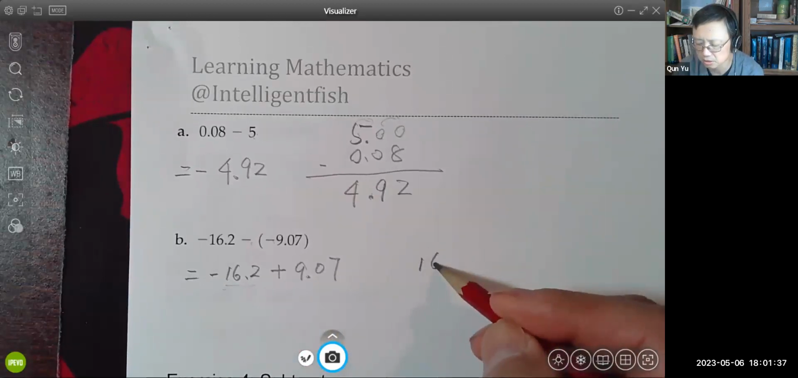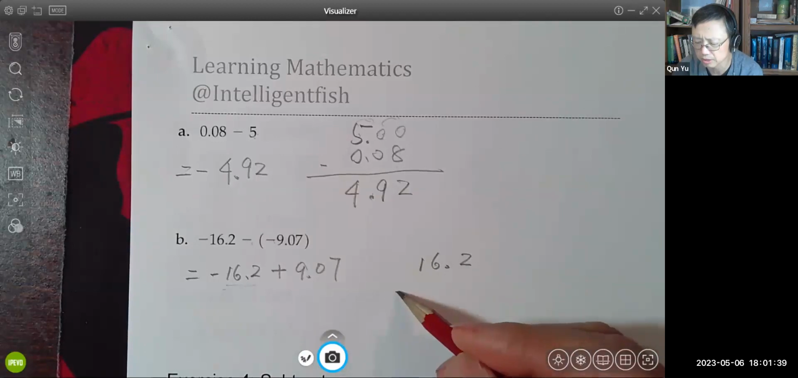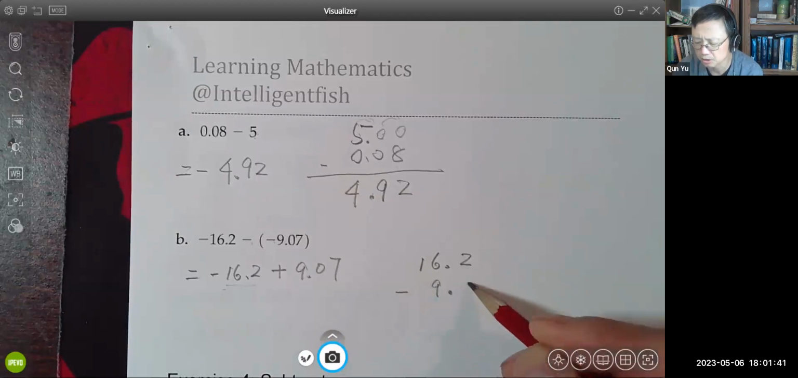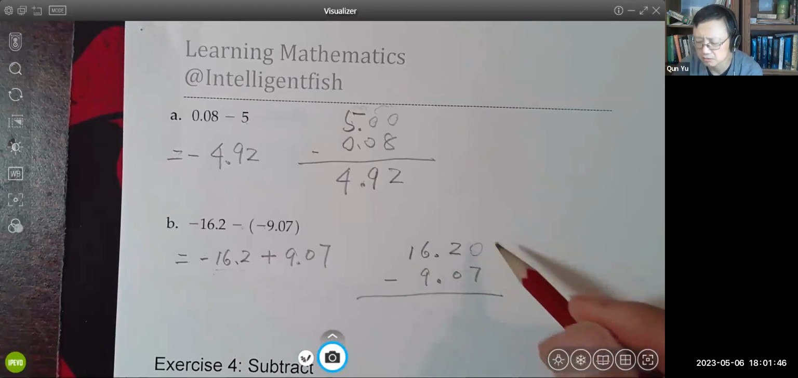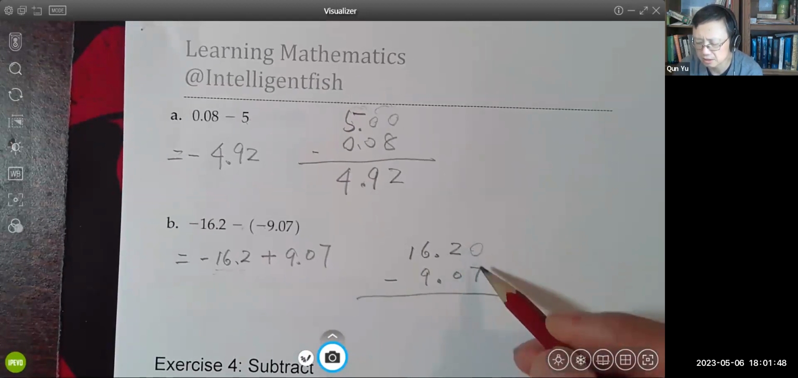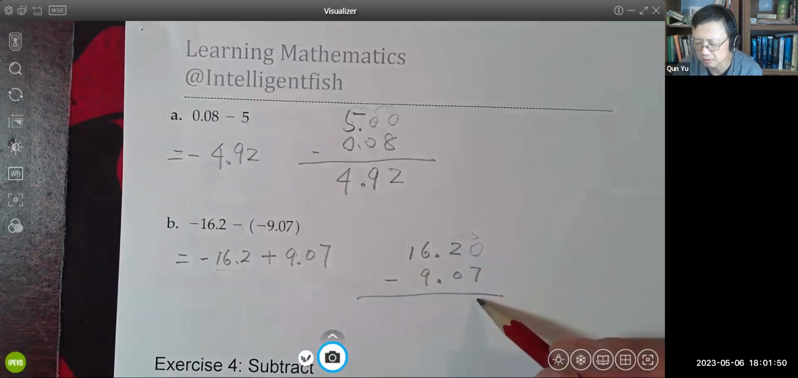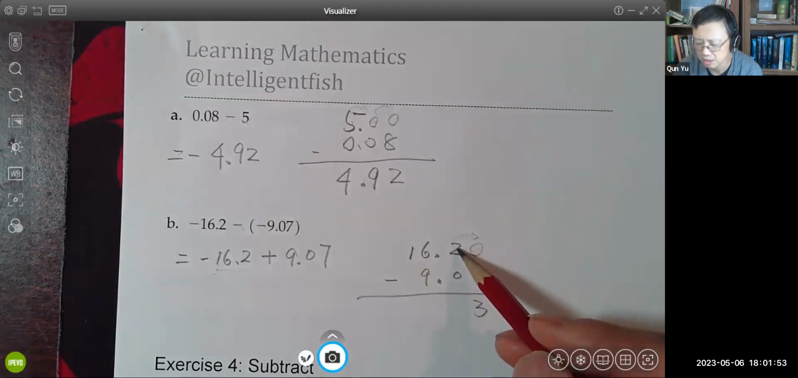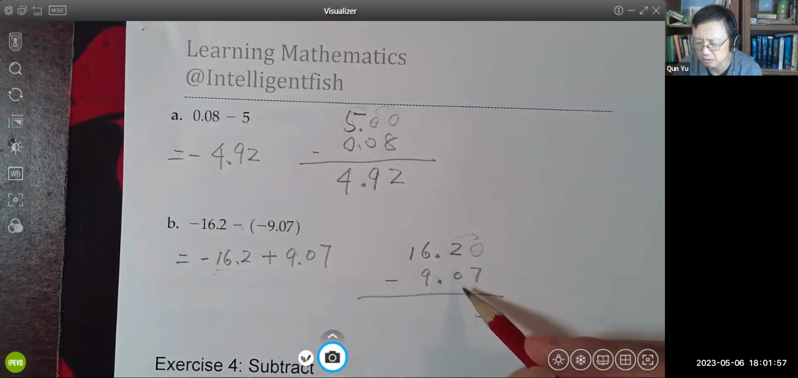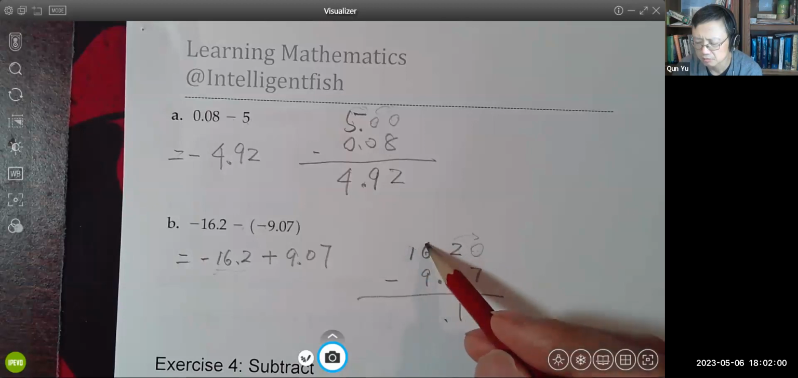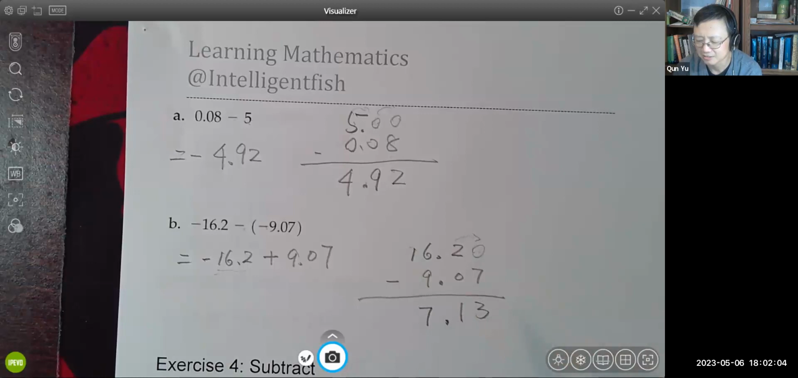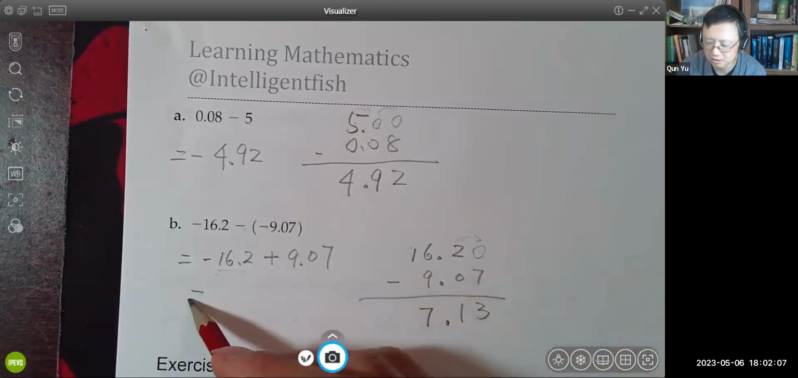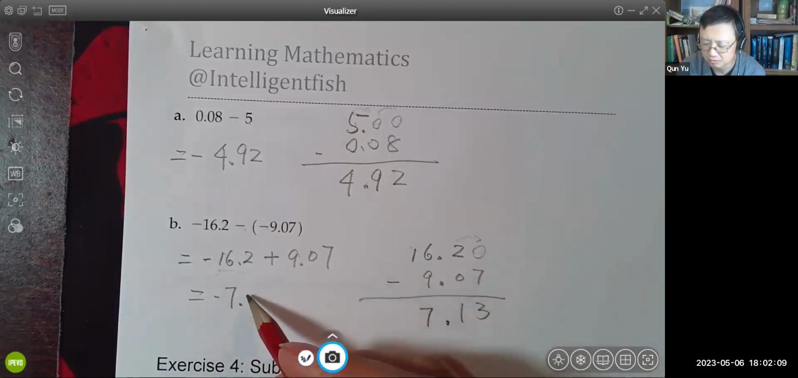So we just use 16.2 minus 9.07, and we know the result is going to be negative. And 0 minus 10, just 10, borrow 1. 10 minus 7 is 3. This one becomes 1 after 0, borrow 1 from this digit 2. So 1 minus 0 is 1. 16 minus 9 is 7, 7 is the result. So 7.13, the result is negative 7.13.